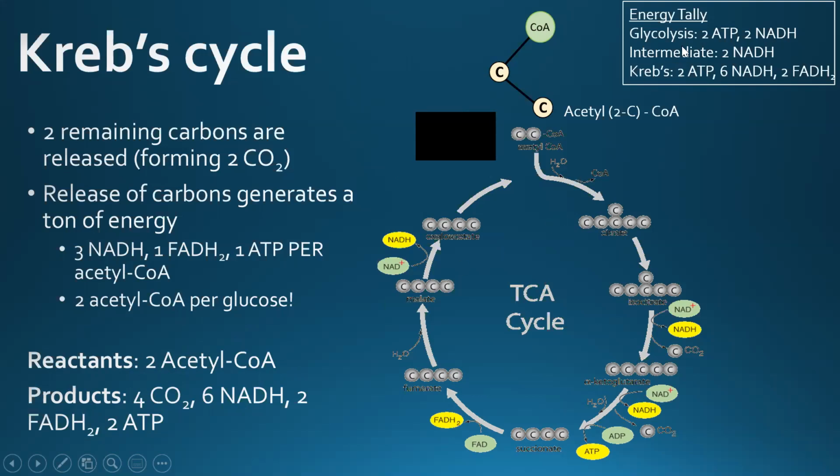So if we look at our energy tally up here in the box, what have we produced so far? We have 4 ATP molecules, we have 10 NADH molecules, and then we have 2 FADH2 molecules. What do we want to do with the NADH and FADH2? Remind us again. Correct. You are going to exchange those electrons for ATP.